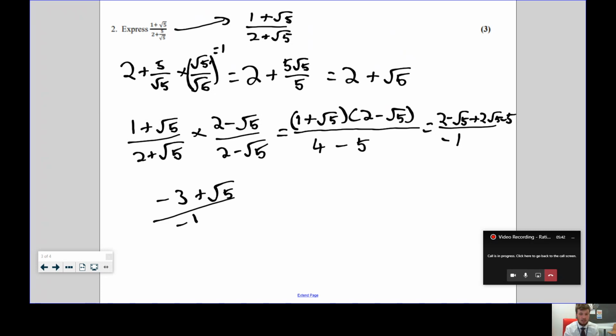This is a perfectly acceptable answer. It just looks a little bit ugly, so I'm going to multiply through by this negative 1. So that's going to give me positive 3 minus root 5 as my final answer.